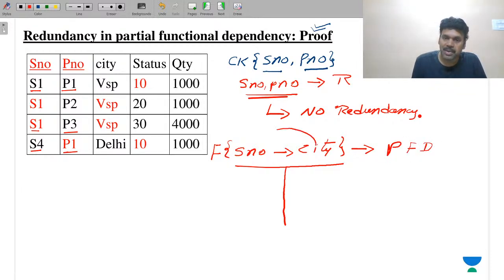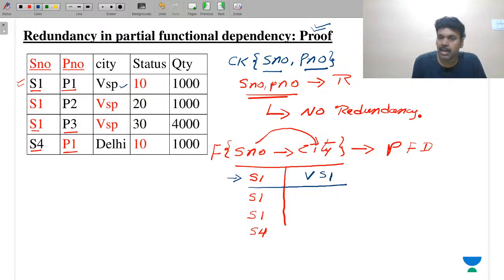So city depends on your S number. First S number is S1. Then I am taking once again S1 as per the given data. Again I am taking S1 here and I am taking S4 here. Observe friends, for the functional dependency you want to prove, whenever the LHS value is unique, we don't mind about the RHS. As the first time S1 is coming, the bound city value is VSP.